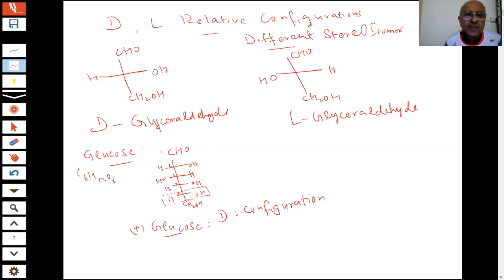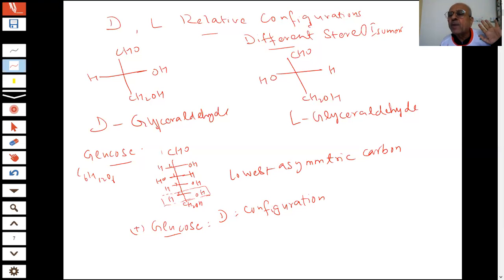Because how many carbons are there? 1, 2, 3, 4, 5, 6. This is the carbon which is present at the lowest side, which is asymmetric. This is called the lowest asymmetric carbon. Because the OH group is on the right side, this is D glucose. You have seen many times when you buy glucose from the market, it is written D glucose. Why? Because of this configuration, students.